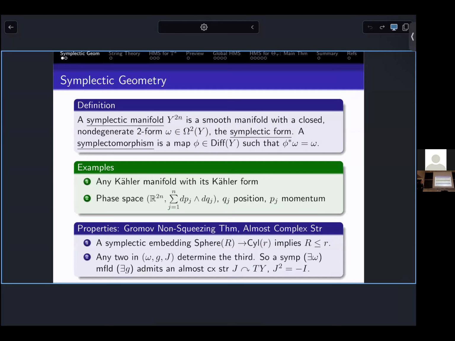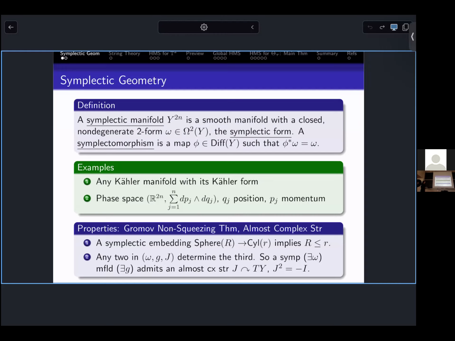So I wanted to say a word about symplectic geometry to encapsulate what it is. The definition of a symplectic manifold is a smooth manifold that includes a non-degenerate two-form omega, which we call the symplectic form. That means necessarily it is even dimensional. A symplectomorphism, in the category of symplectic manifolds, is a diffeomorphism that preserves the symplectic form.